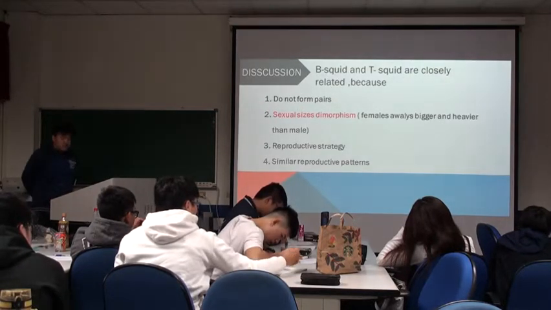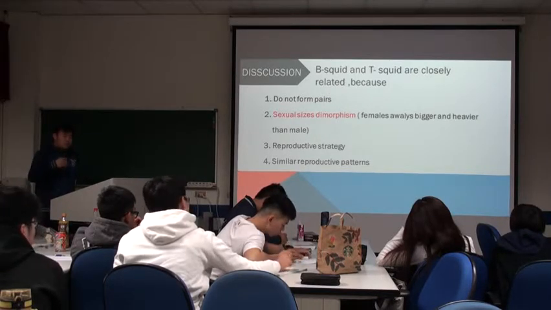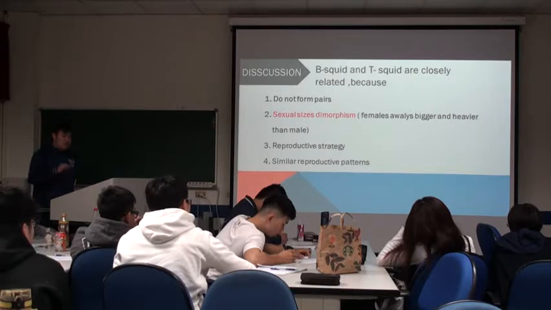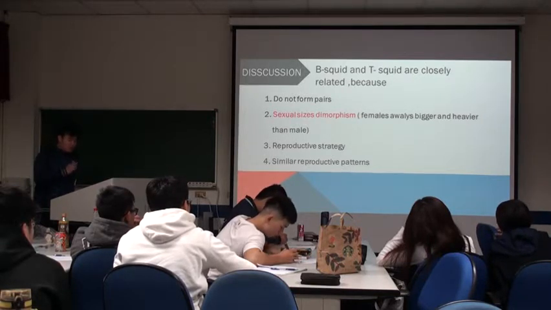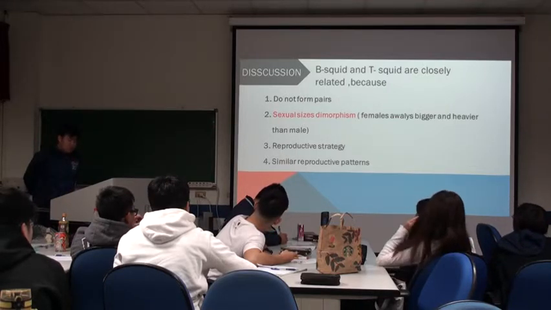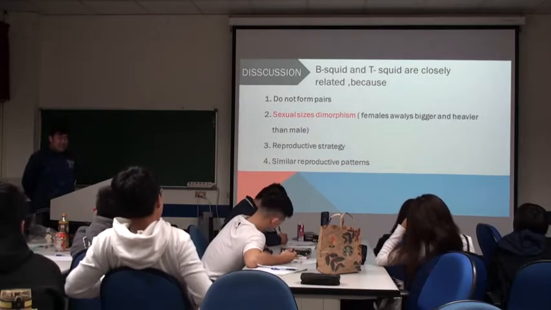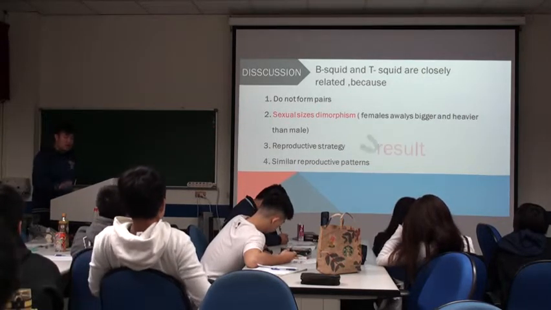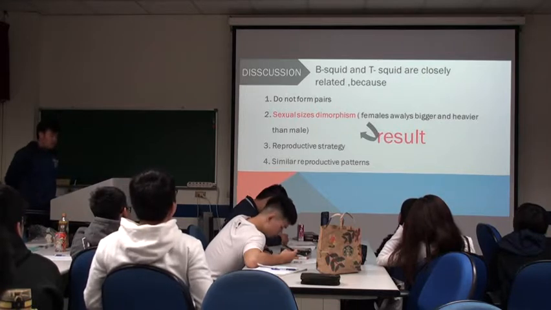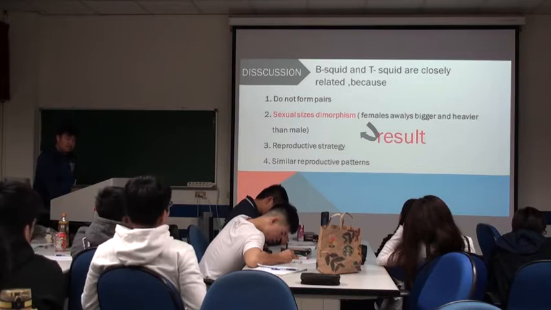And this is the discussion of B squid and T squid. We collected the factors and analyzed them. We saw that B squid and T squid are closely related because, first, they do not form pairs. And second, they show sexual size dimorphism, which means the female is always bigger and heavier than the male, and this is the result of their reproductive strategy. They also have similar reproductive patterns.